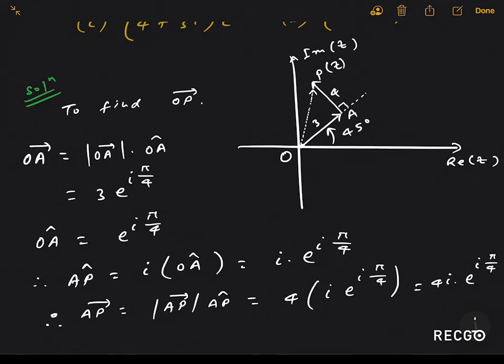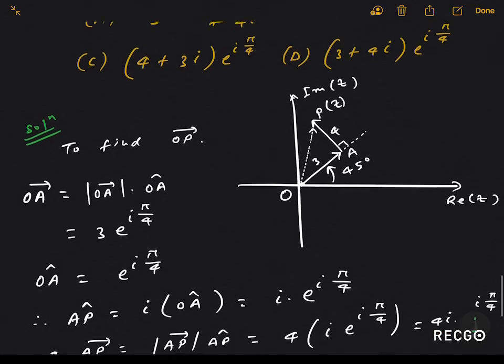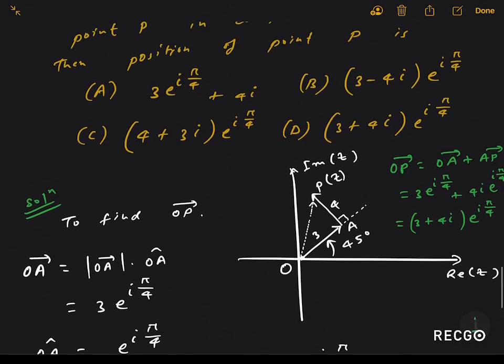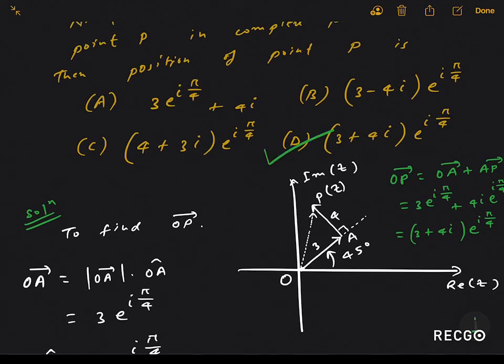Now OP vector is actually the resultant vector of OA vector and AP vector, right? As you can see from the diagram, OP vector is the resultant of OA vector and AP vector. So simply write the vectors. OA vector is equal to 3 into e to the power iota pi by 4, plus AP vector, which is 4 iota into e to the power iota pi by 4. Taking e to the power iota pi by 4 common, we get 3 plus 4 iota into e to the power iota pi by 4, which means that option D is correct, right?